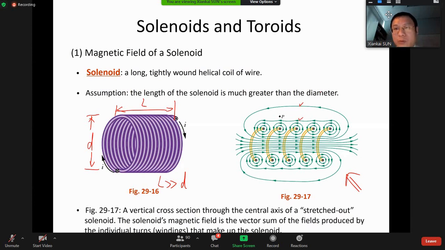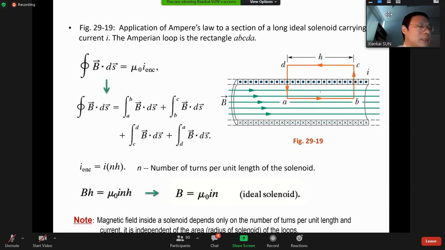So in the next slide, we're going to find out, by using Ampere's law, the magnetic field inside the solenoid. First, this is still the expression for Ampere's law: the closed integral of B dot ds equals mu naught times I enclosed. Based on this geometry, we draw a rectangular Amperian loop, A, B, C, D, A.